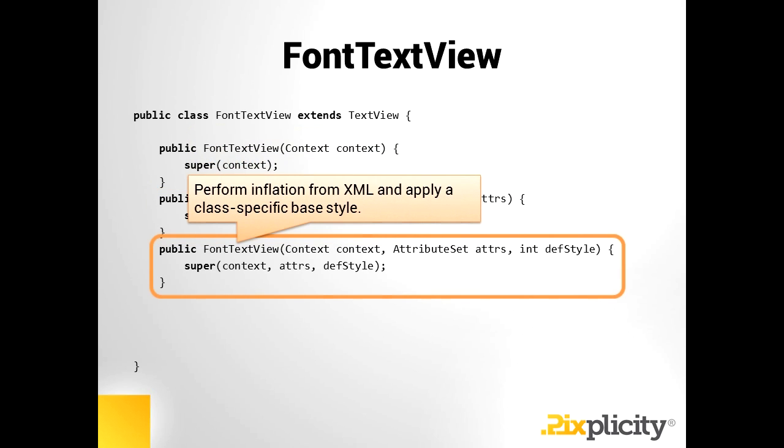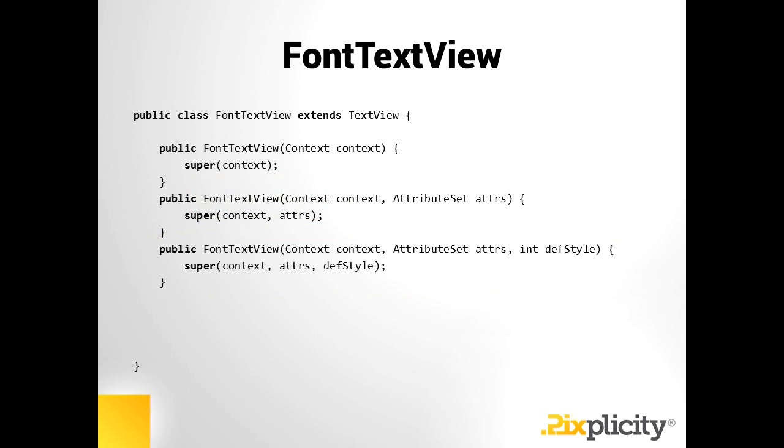I do want to quickly mention this. This is essentially the same as the previous one, also for inflation from XML, except you can provide a base style to it, and if I have time, I can get to that. But, like I said, this is basically just a text view. It doesn't do anything new. So I'll just throw in a function in there that does set typeface, and I've introduced a util class here. I'll define that in just a moment.